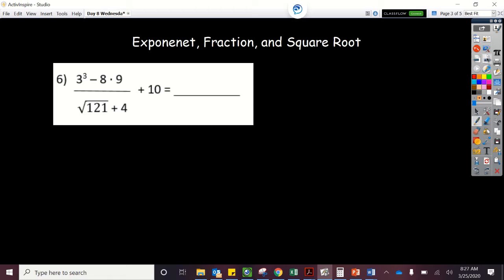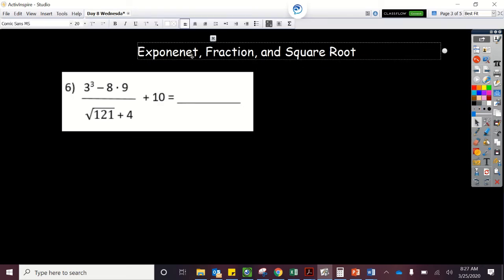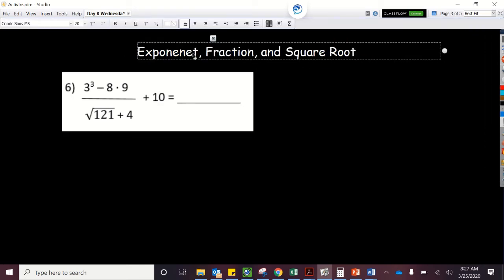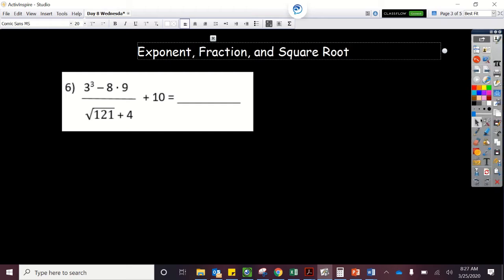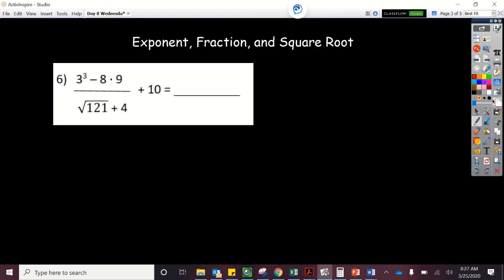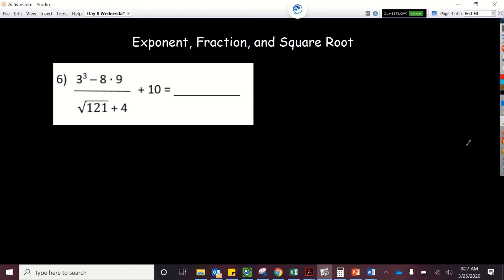Now going on to question 6 from last week. This had a lot going on here, and I'm going to fix the spelling of exponent. There you go. So this had an exponent, this had a fraction, and it involved square root. So there were a lot of things here that made this a little bit of a tricky problem. Remember, when you're dealing with a fraction, you want to solve the numerator and denominator separately.